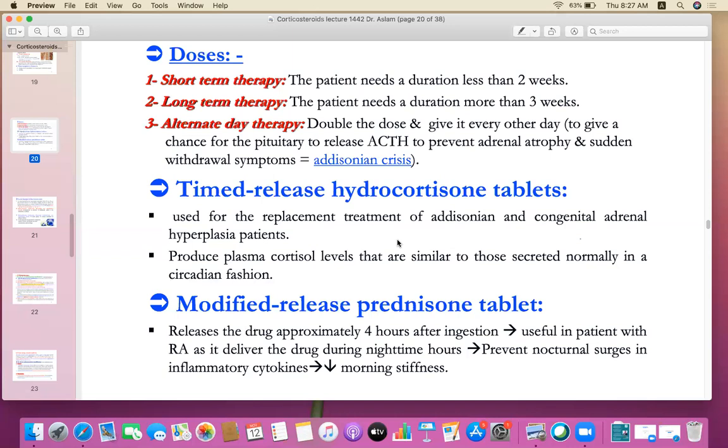And we can say it is the replacement treatment. If our body is not able to synthesize and secrete the hormone naturally, and we give it from outside, it is termed replacement treatment. And what is a replacement? Replacement means it acts like the natural one, mimics the action, and produces plasma cortisol levels similar to those secreted normally in the circadian fashion. Circadian means our natural way, morning and night.